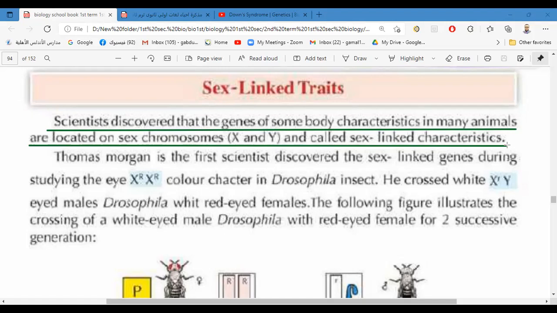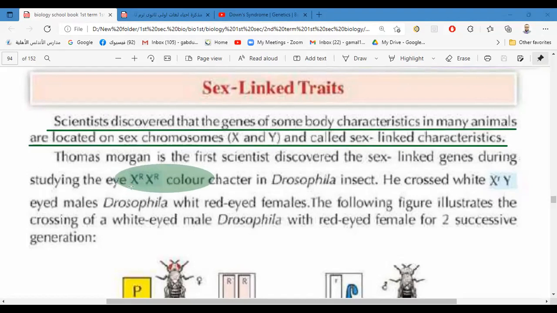The sex chromosomes, we remember, carry the genes responsible for the appearance of sex characteristics. But here we have a normal trait, like eye color, hair color, or skin color, but the gene is not carried on the autosome. It is carried on the X chromosome, so we call it an X-linked trait. The gene of this trait is not carried on the autosome, but on the X chromosome.